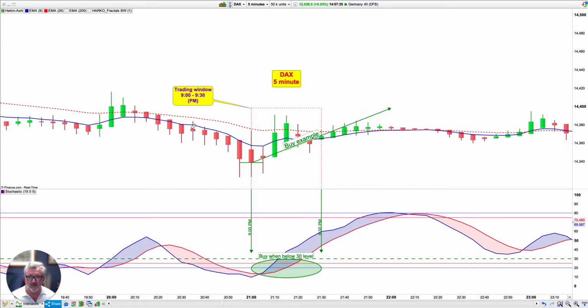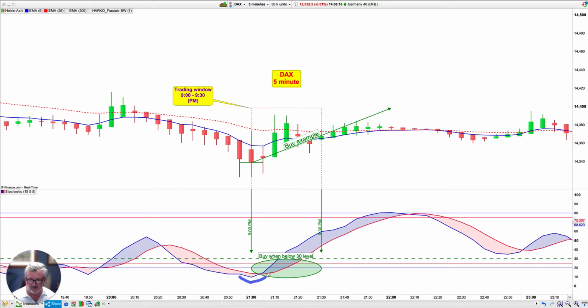And then when the market does move down into 9 o'clock, we are looking for the K line here, the blue line, to pass under this line here, which is the 30th percentile on the stochastic. So we need the market pulled down as low as we possibly can get from 9 o'clock onwards, and within the time period 9 o'clock to 9:30, we're looking for this blue line here to get as low as it possibly can.